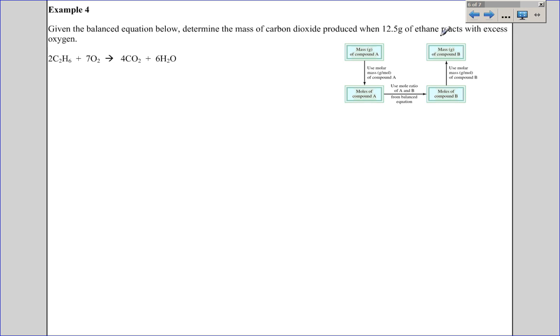Okay, so I'd like you to try example 4. It's asking you to determine the mass of carbon dioxide when 12.5 grams of ethane reacts with excess oxygen. So when it tells you that it has excess oxygen, you don't need to worry. Okay, the mass that you should obtain is 36.6 grams. So I'd like you to try that on your own and verify your answer.